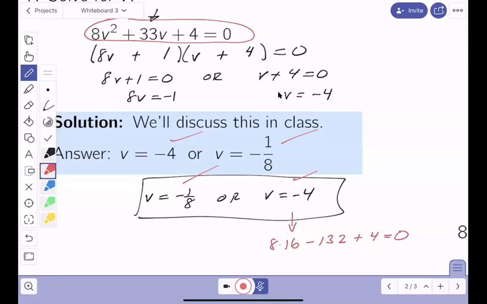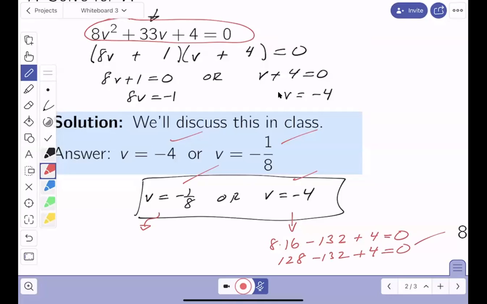Well, let's see. What's 8 times 16? That's 80 and 48. 128 minus 132 plus 4. Let's see. 128 minus 132 is minus 4. And minus 4 plus 4 is 0. That worked beautifully. Let's try this one. Again, somebody said you're wasting time checking. Not really. I'm proving my arithmetic skills by doing this.